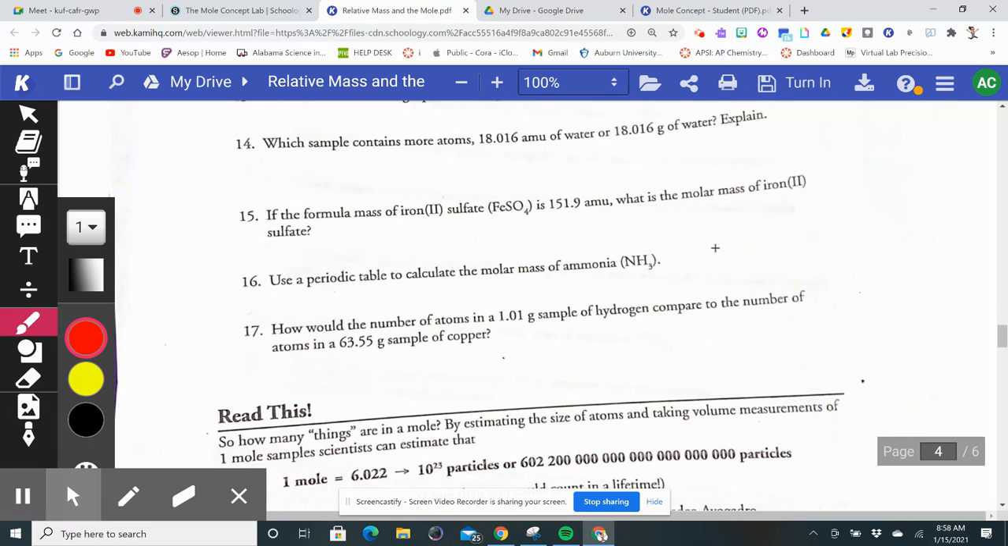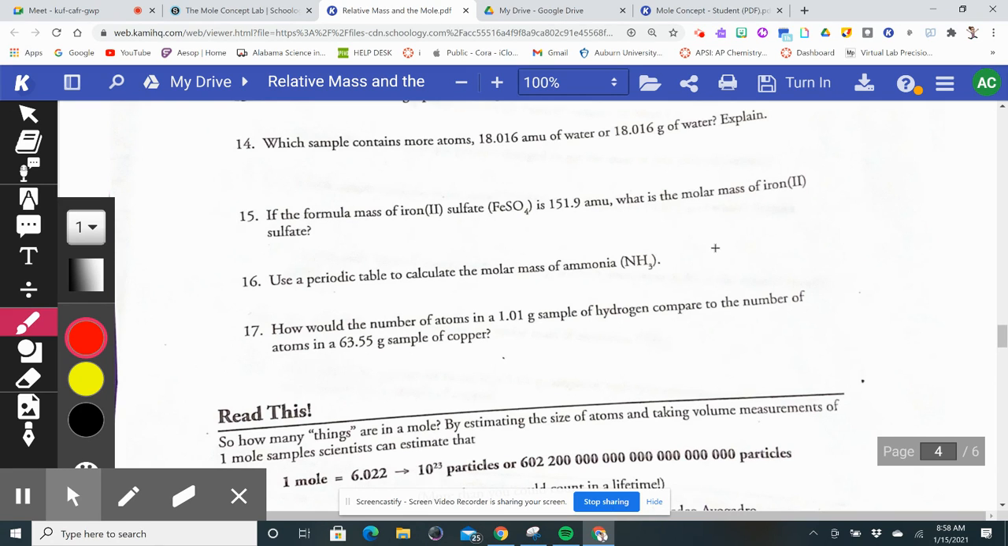Number 15. If the formula mass for iron 2 sulfate, and I gave you the formula there, you can see why it's important for you to know your formulas and your names, because they're not always going to put that in parentheses. When you get to AP, they don't put that in parentheses. They expect you to know that iron 2 sulfate is FeSO4. Okay? And vice versa.